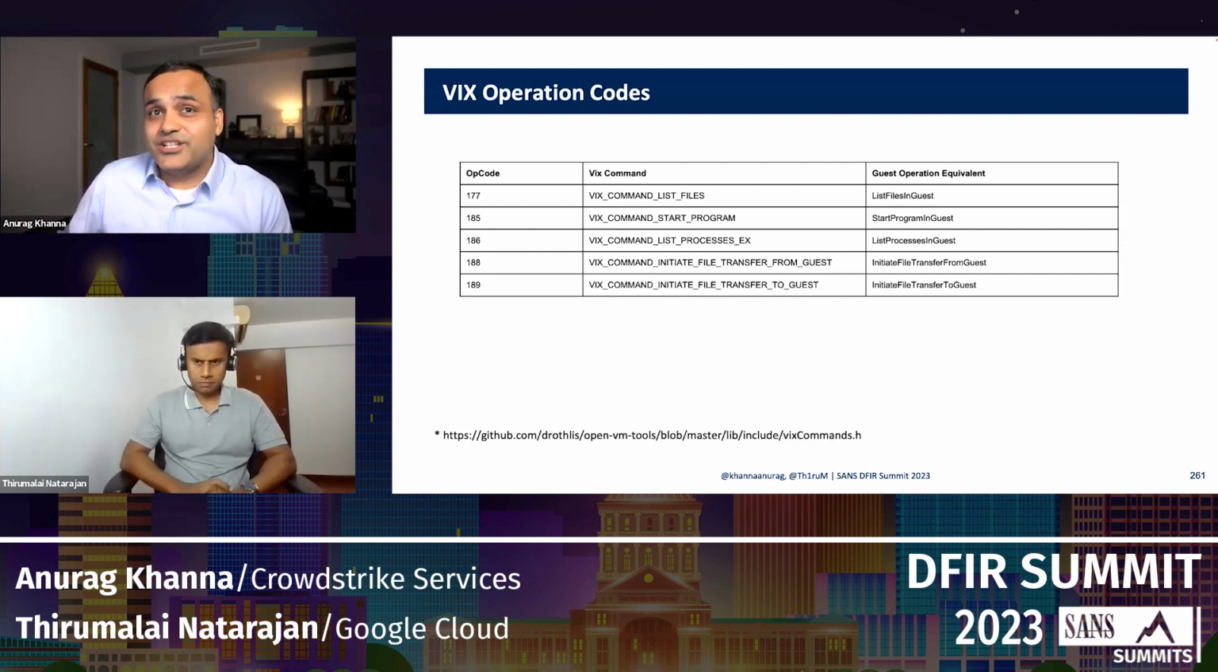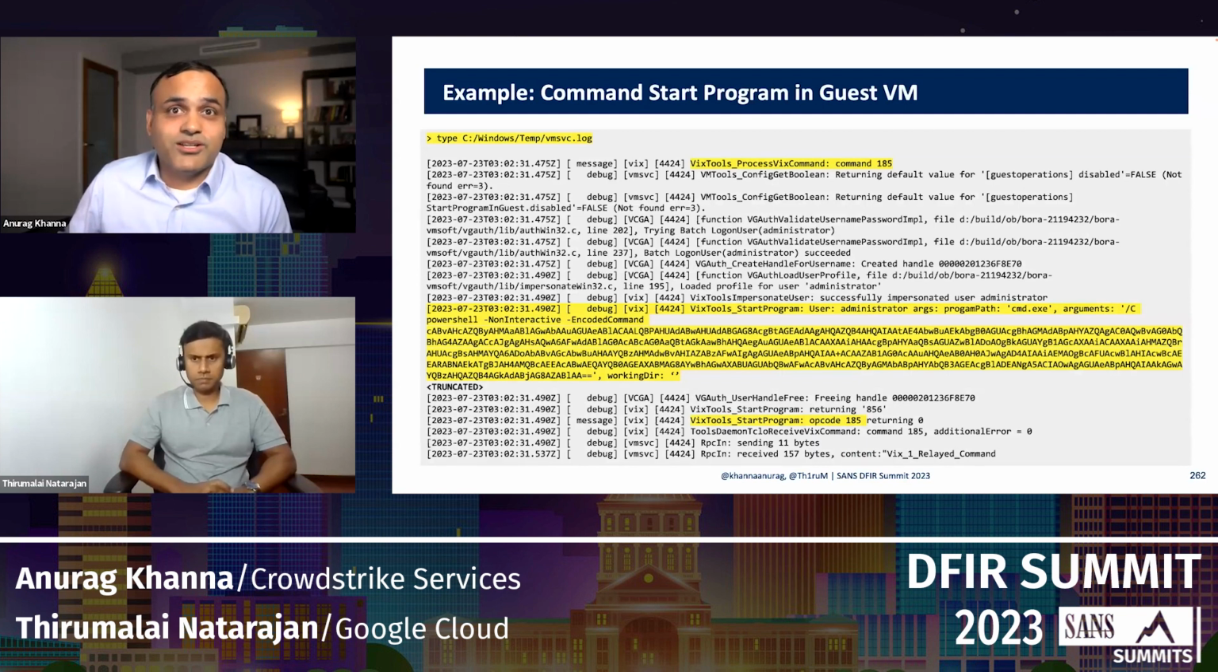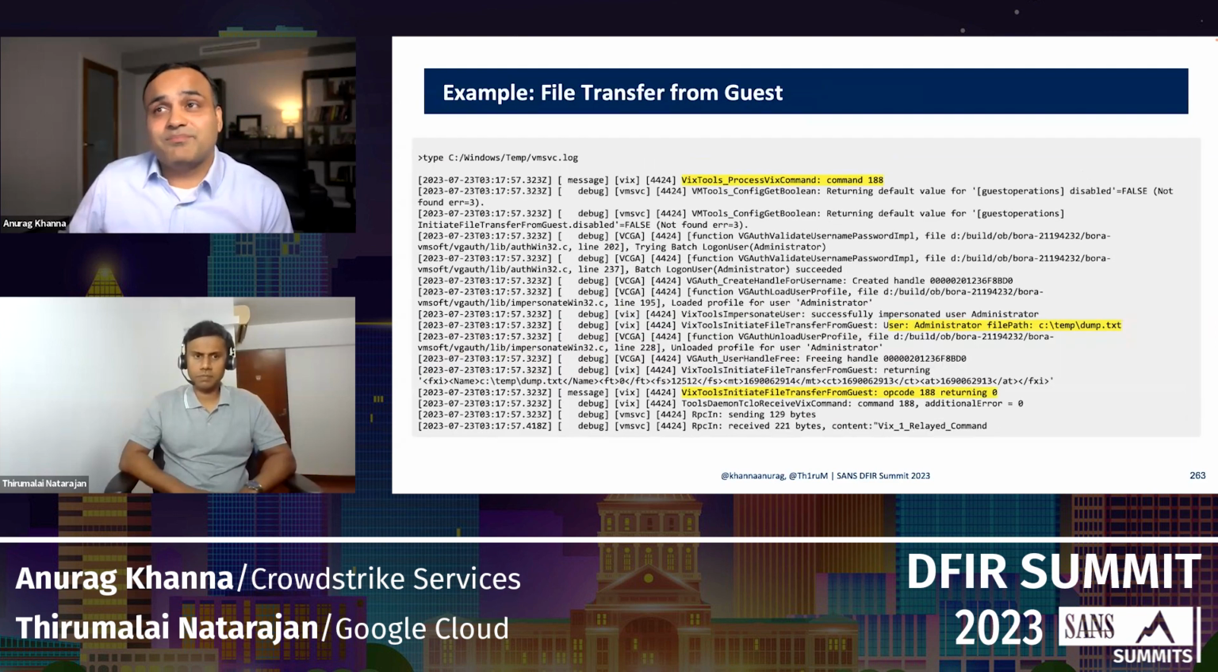And now with this additional information, let's look at a couple more examples. Here, I'm commanding to start a program in the guest virtual machine. You see command 185. You see that cmd.exe was executed, PowerShell was executed, and there's that base64 PowerShell blob that was eventually run on that virtual machine. So all this information is available in the debug file, and the opcode is 185, and now we know what those opcodes mean.